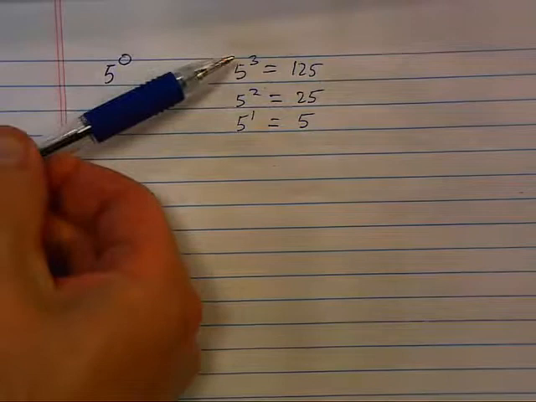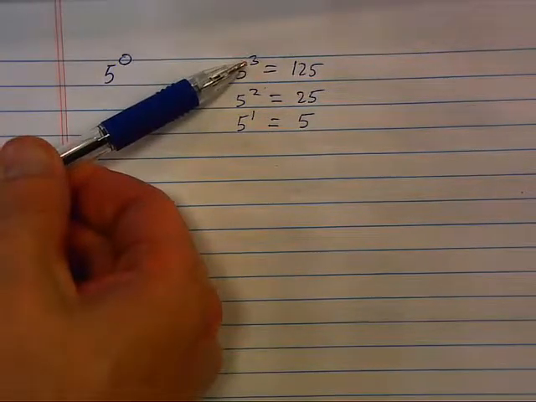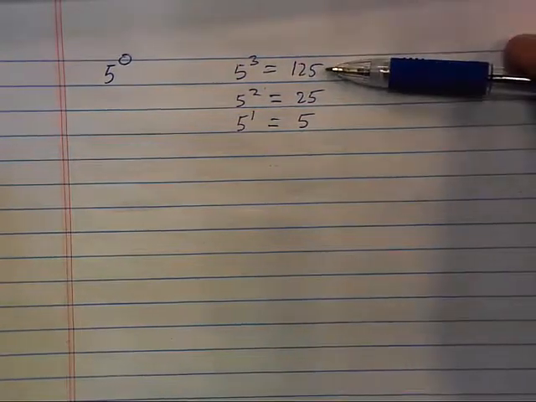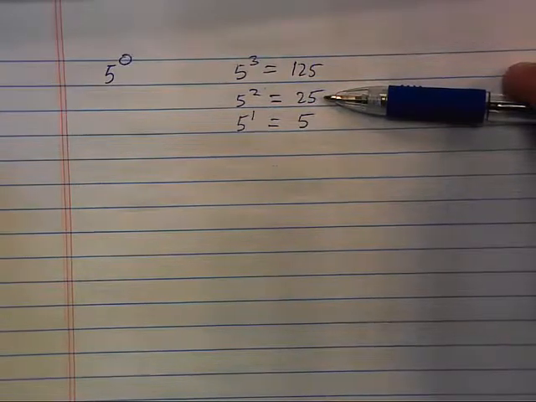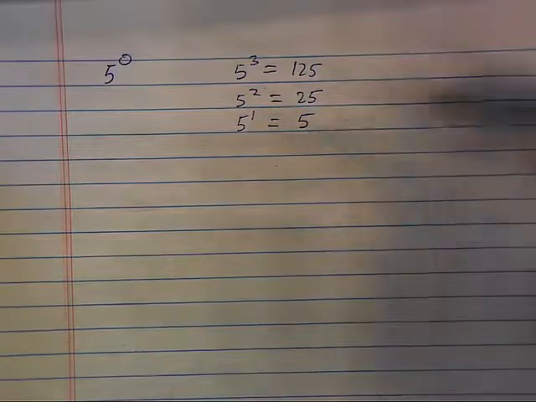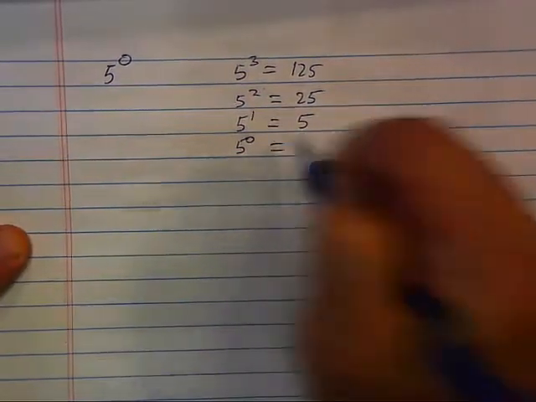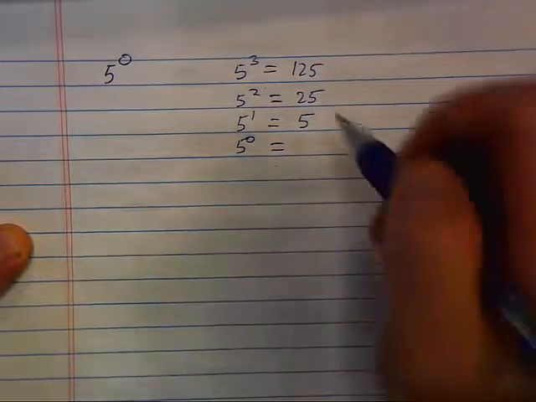All right, so let me ask you. As I'm going down here on the left-hand side, I'm making my exponent get smaller by 1 each time, right? I went from 3 to 2 to 1. What's happening to these numbers over here? How do I go from a 125 to a 25? I divide by 5. And then how do I go from a 25 to a 5? Divide by 5. So if I were to write 5 to the 0, according to this pattern, the next thing I ought to do is divide by 5. What's 5 divided by 5? 1.